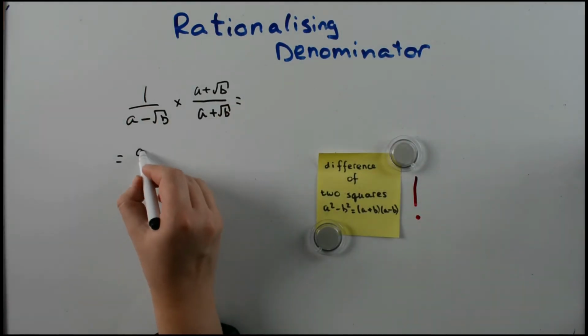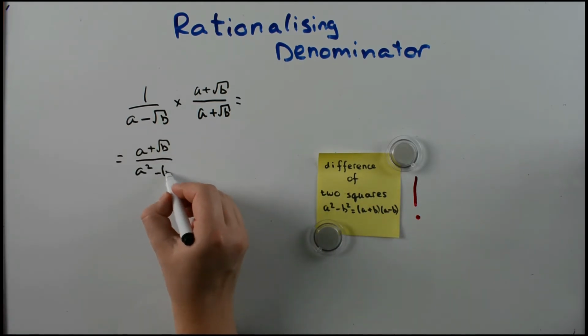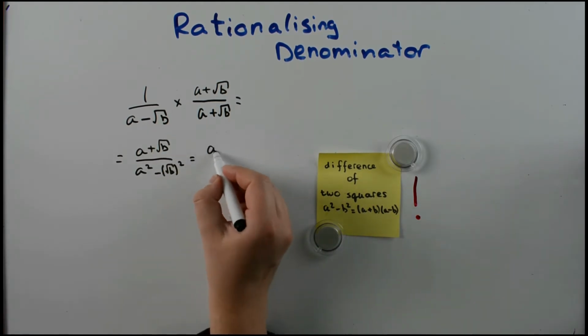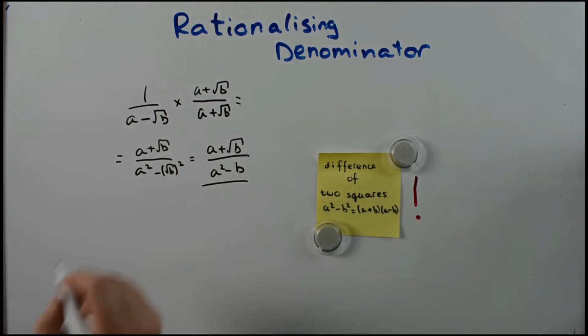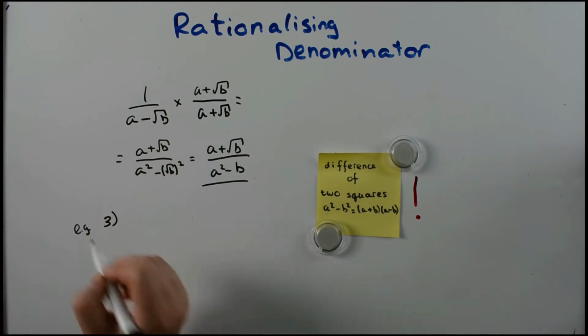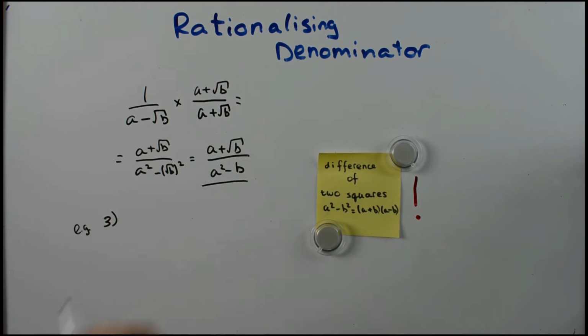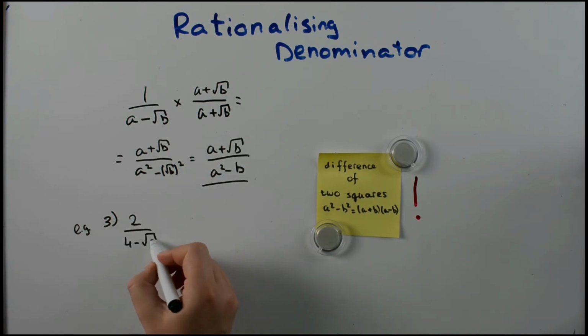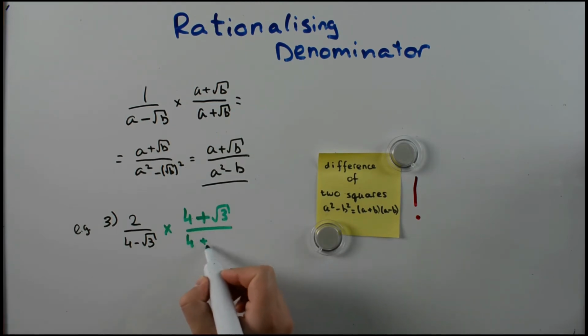Okay, the next rule is the same as before, but now we're going to have a negative expression in the denominator, so all you need to do is times it by 1, the fraction that has a positive sign, so it expands the same way. The third example we have is going to be 2 divided by 4 minus square root of 3, and we're going to times that by 4 plus square root of 3 over 4 plus square root of 3.